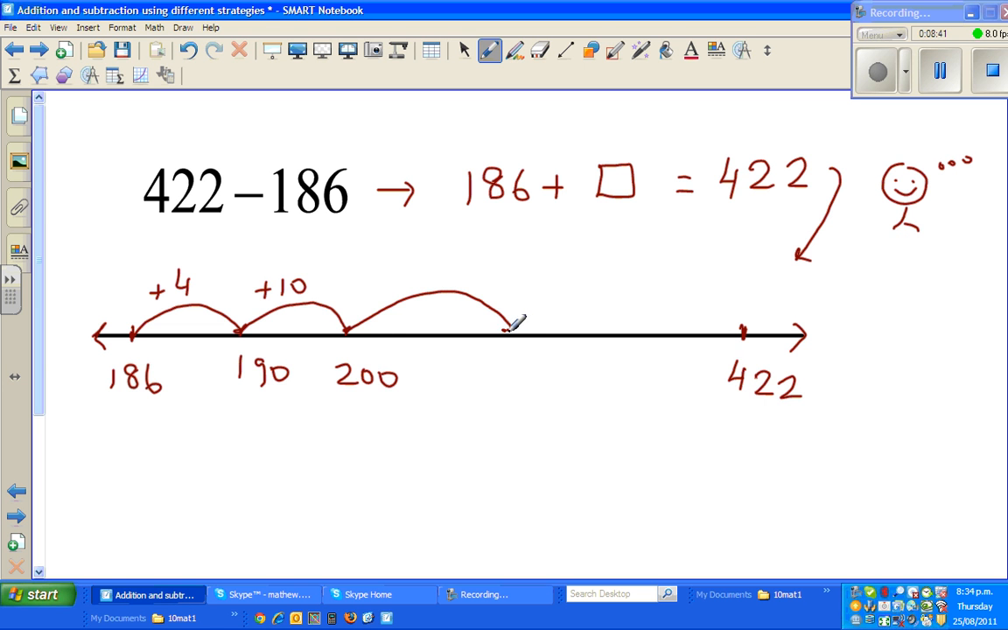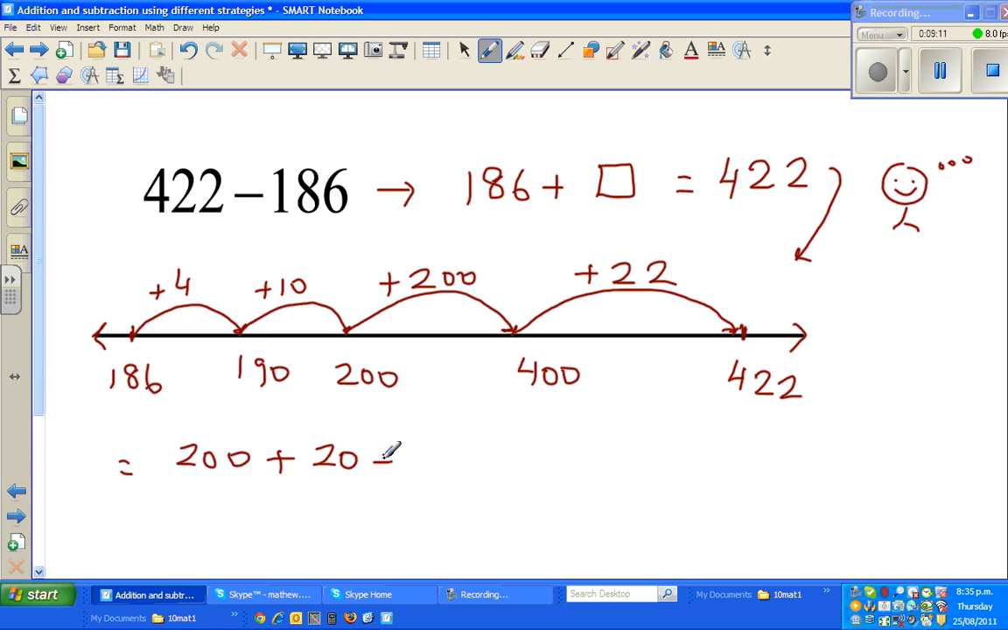Then I'll go to 400. So this is 200. And finally, you have to go 22. This is not drawn to scale, so it only reads these numbers. You'd add these numbers. Let me write that. So this is 200 plus 20 plus 10 plus 4 plus 2. What I have done is, this 22 I have written as 20 and a 2. This is 10 and this is 4. So 236 is the answer.